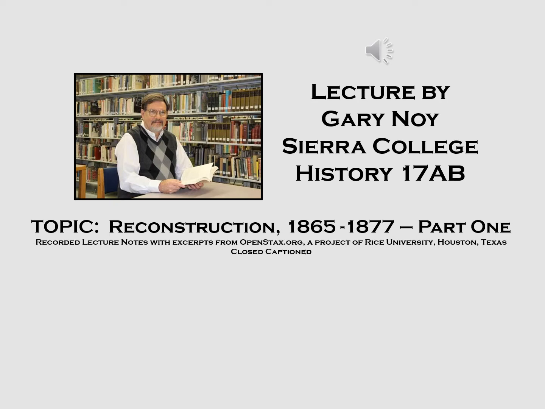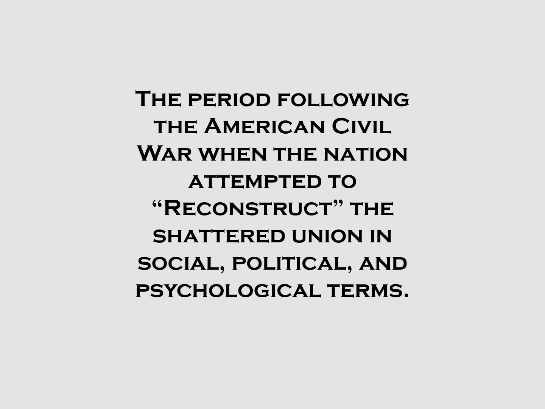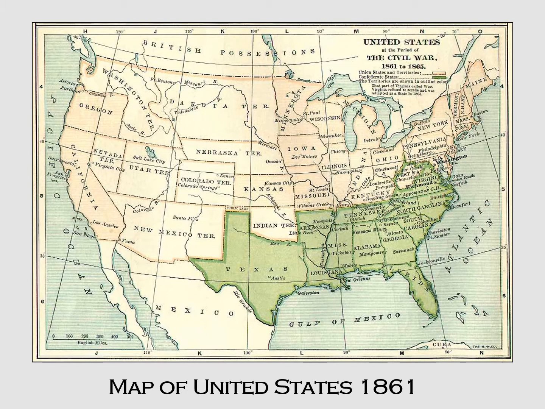Part 1. Reconstruction was the period following the American Civil War from 1861 to 1865. It was a 12-year period in which the nation attempted to restore or reconstruct the shattered Union in social, political, and psychological terms. Three questions had to be answered during this time period.